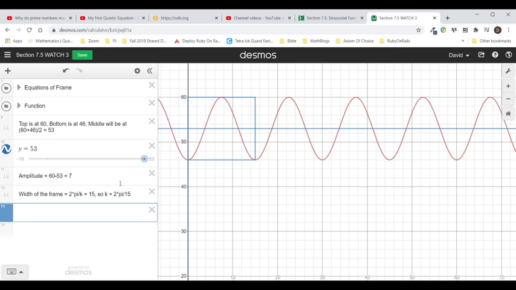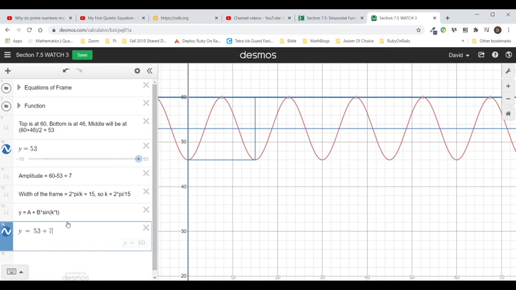Now, we should have everything in place. Let's just put the normal equation for this. It's normally something like y equals a plus b times the sine. We're not doing any horizontal shifts yet, so k times t. We sometimes use c there instead. Now, that was just a note, so let's actually put in the real one. So y equals the middle line, which we decided was 53, plus 7.